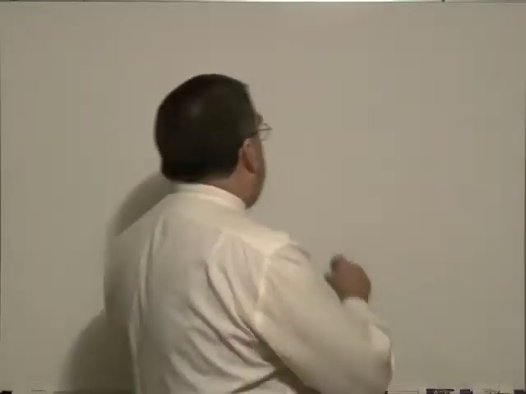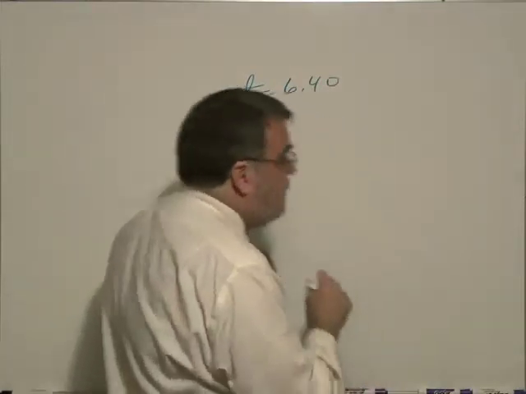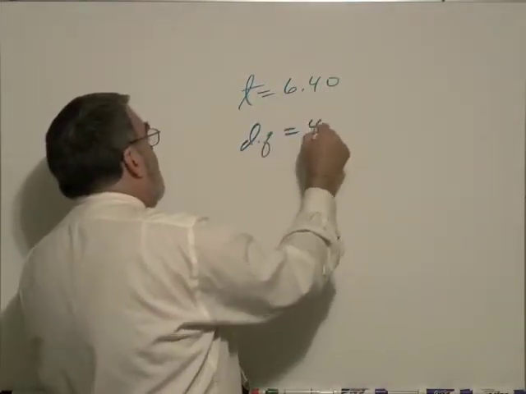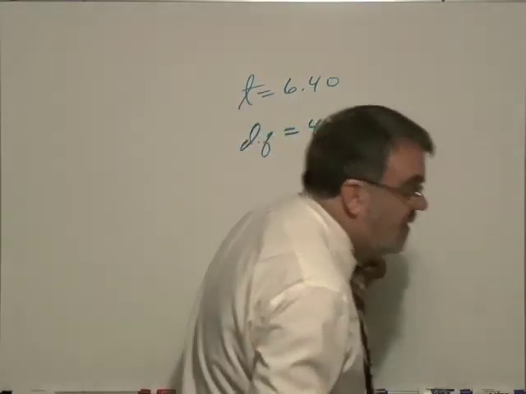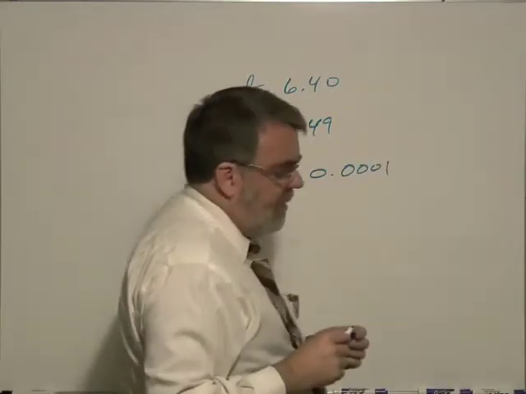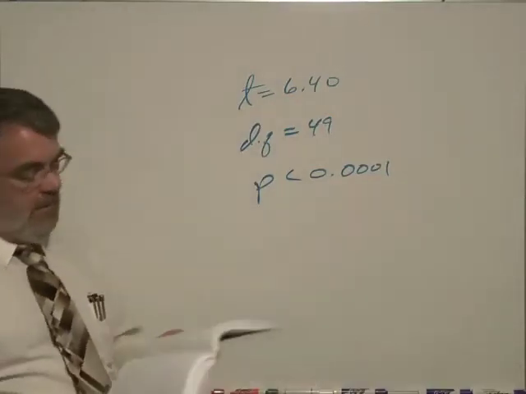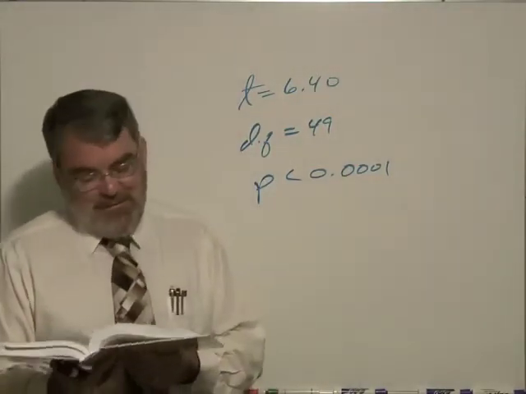In a sample of 50 male college seniors, we find a mean height of 71 inches and a standard deviation of 2.1 inches. These data give t equals 6.40 on 49 degrees of freedom, and it says the p-value is less than 0.0001. By the way, 49 degrees of freedom means there were 50 people in the sample, which of course is what the book tells you.